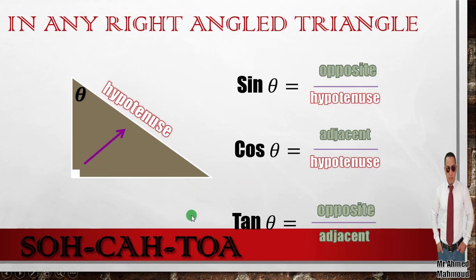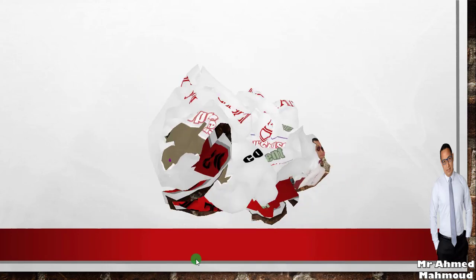Before explaining the unit circle, remember with me this symbol: SOHCAHTOA. Sine opposite hypotenuse, cosine adjacent hypotenuse, tan opposite adjacent. SOHCAHTOA. Now let's study the unit circle.